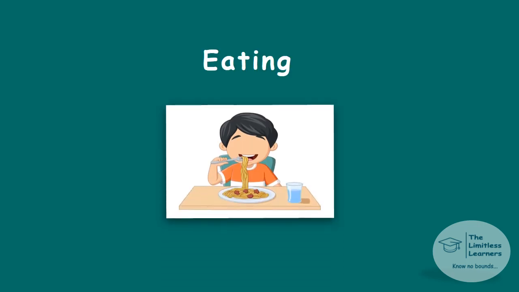What is the boy doing? This must be your favorite dish too. The boy is eating spaghetti with meatballs. Now, can you see the action done by the boy here in this sentence? Yes, he is eating. Eating is a verb.